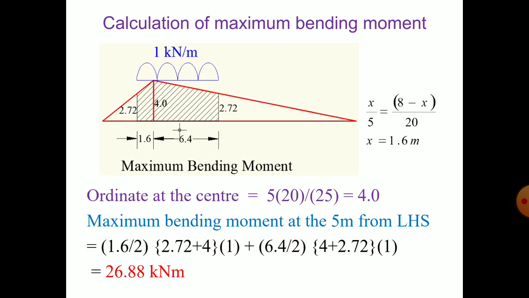So the ordinate at the section C will be equal to 5 into 20 divided by 25. The ordinate is 4. So the maximum bending moment at 5 meter from the left hand support will be 1.6 divided by 2 into 2.72 plus 4, into the intensity of UDL which is 1, plus 6.4 divided by 2 into 4 plus 2.72, into UDL. So the total bending moment will be 26.88 kilonewton meter, which is maximum at the section.